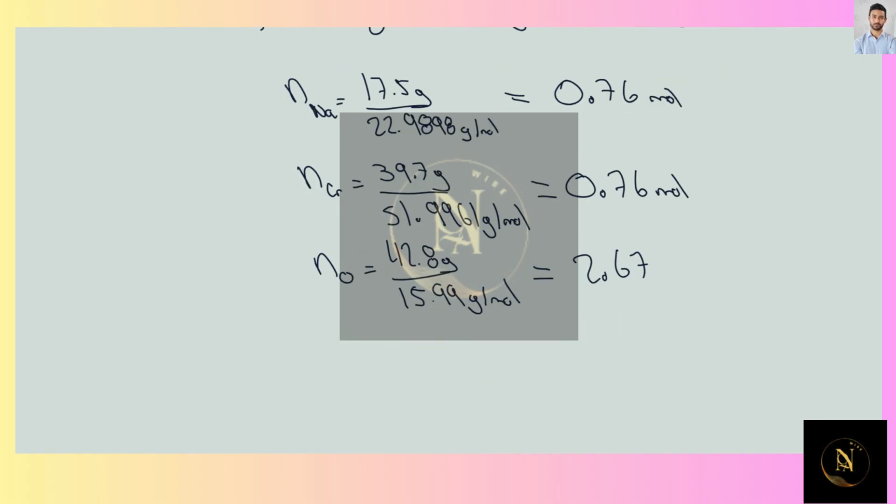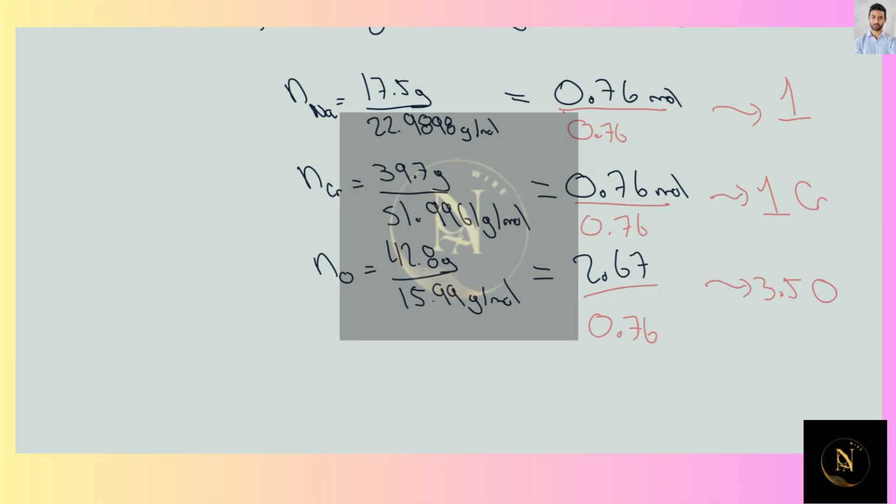So now, to know the empirical formula, we're going to divide each of them by the lowest amount. So the ratio is going to be dividing by 0.76, dividing by 0.76, and dividing by 0.76. The result of that division is going to give us 1 atom of sodium, 1 of chromium, and 2.67 over 0.76, which is 3.5.